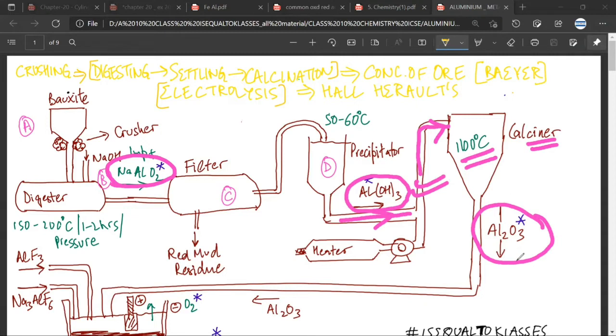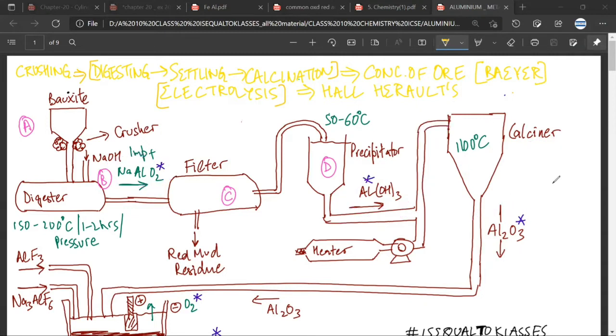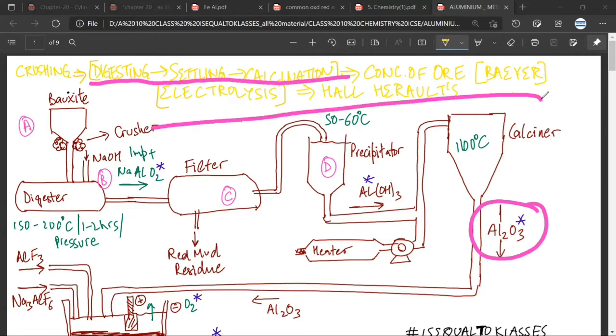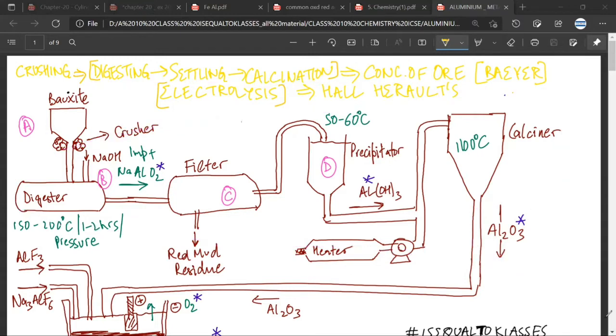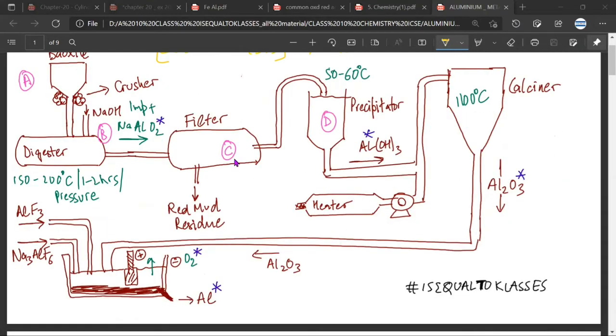Mr. CB, any doubt here? No doubt. So once you have alumina, this is the alumina that you want. Now the process of digestion, settling, calcination, this leg of the process, is called the Bayer's process. Have you understood? Yes, sir. Now after Bayer's process, once you have got alumina, this alumina would be subjected to electrolysis. Any doubt? No doubt.